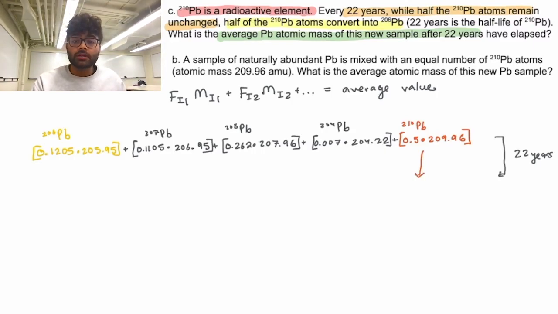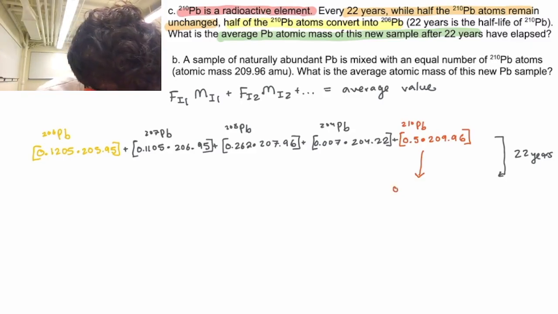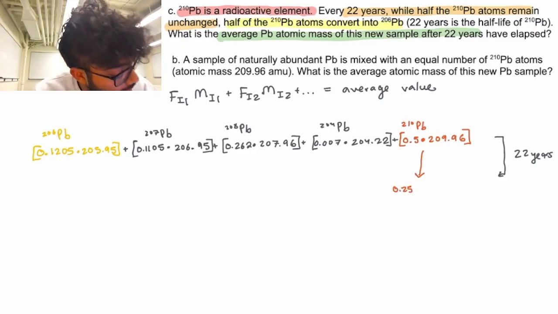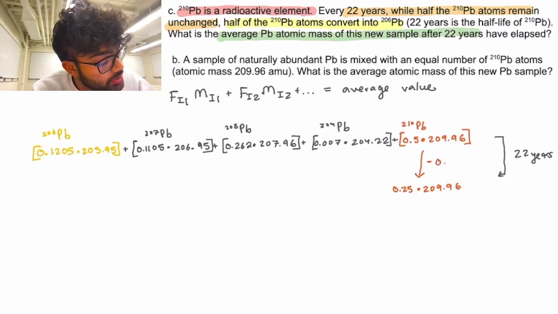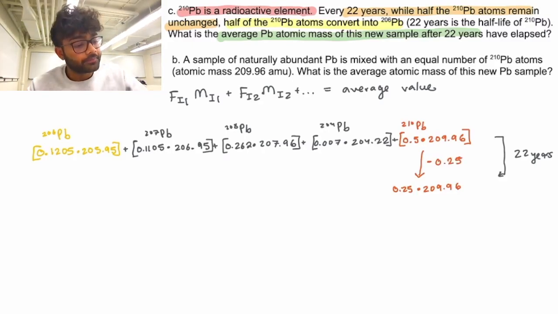So if our sample is already half lead-210 and we take a half of that half, we know that a quarter of our sample, or 0.25, is still lead-210. So we can now multiply that new fraction by the same mass as before. And that change is a reduction of a quarter of the lead-210.